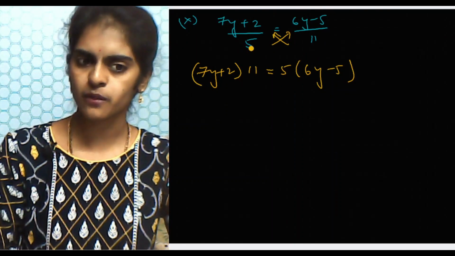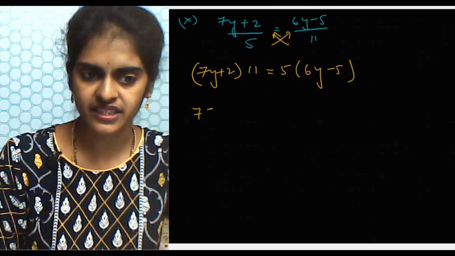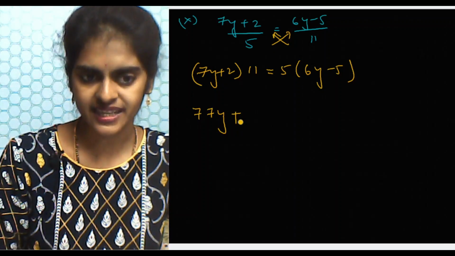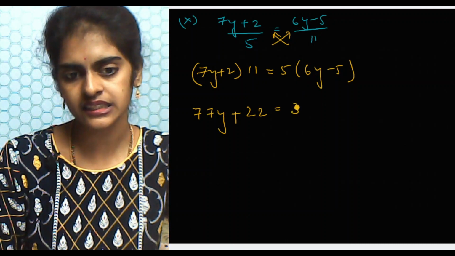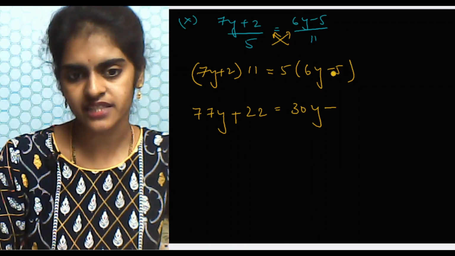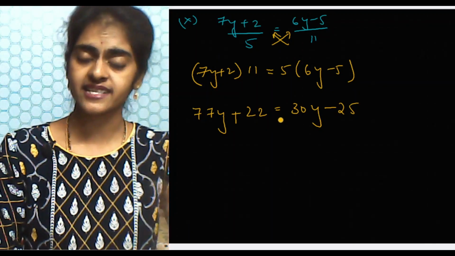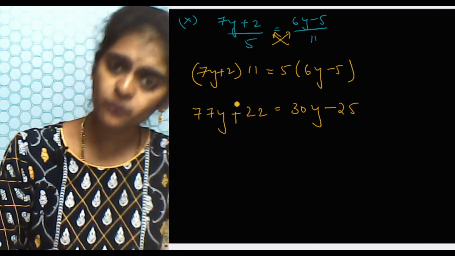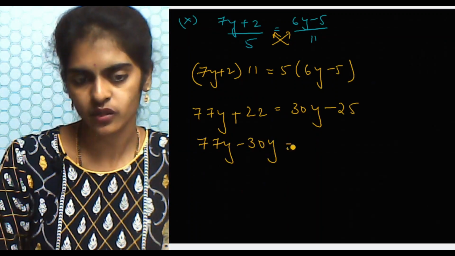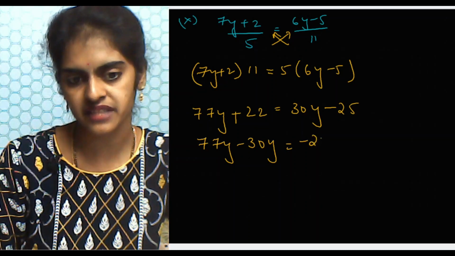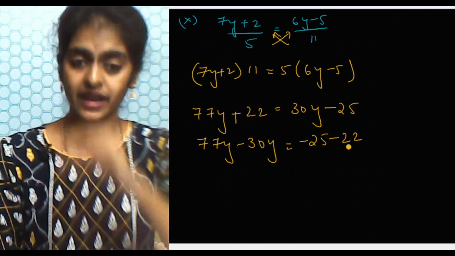Now again distributive property. Now 7 into 11 is nothing but 77y. You have plus, write it, 2 into 11 is 22 is equal to, now 5 sixes are 30y. You have minus 5 fives is 25. Now y I have both on LHS and RHS. So send this 30y to LHS. So it becomes 77y minus 30y is equal to minus 25. You have here, write it, 22, send it to RHS, so it becomes minus 22.